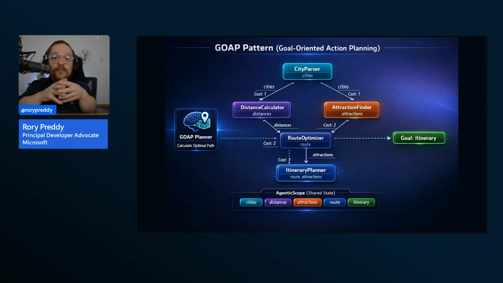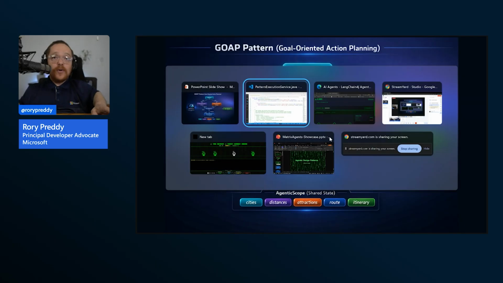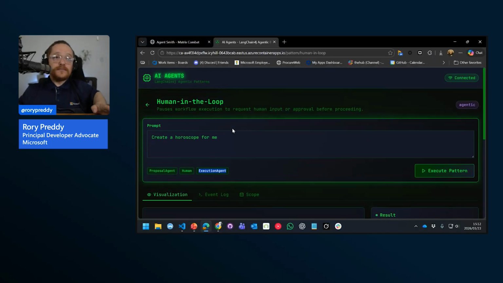So for example, the itinerary planner needs both route and attractions. Now, route is coming from the route optimizer, and attractions is the attraction finder. So the easiest route would be from city parser to attraction finder to route optimizer to itinerary planner. At the same time, you can run distance calculator and attraction finder at the same time. So it looks at the cost and what to do with that cost. Let's go execute it there.